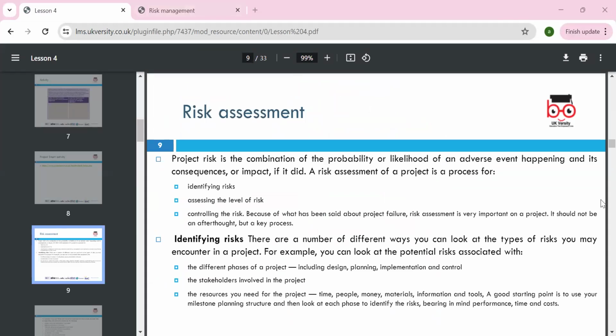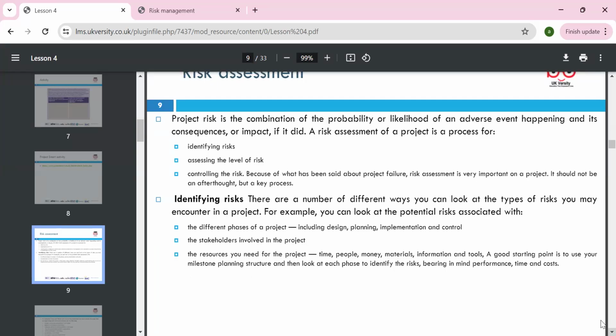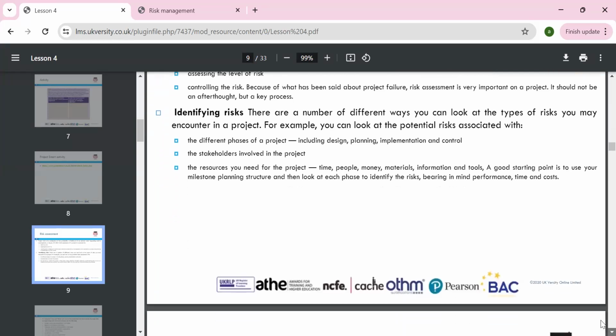Okay, so there are a number of different ways you can look at the risks you may encounter in the project. For example, you can look at project risk associated with the different phases, like design risk, planning risk, and control. You have stakeholders: if you don't involve or listen to them, what is the impact on them due to the project? And resources needed: where will they be supplied from? In your own milestone planning, structure each phase, identify the risk, bearing in mind performance, time, and cost. That's also something we can look at.